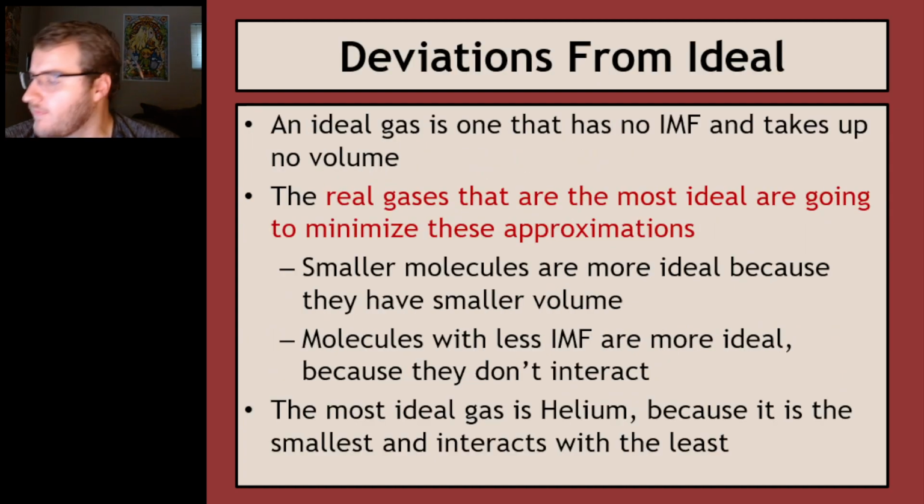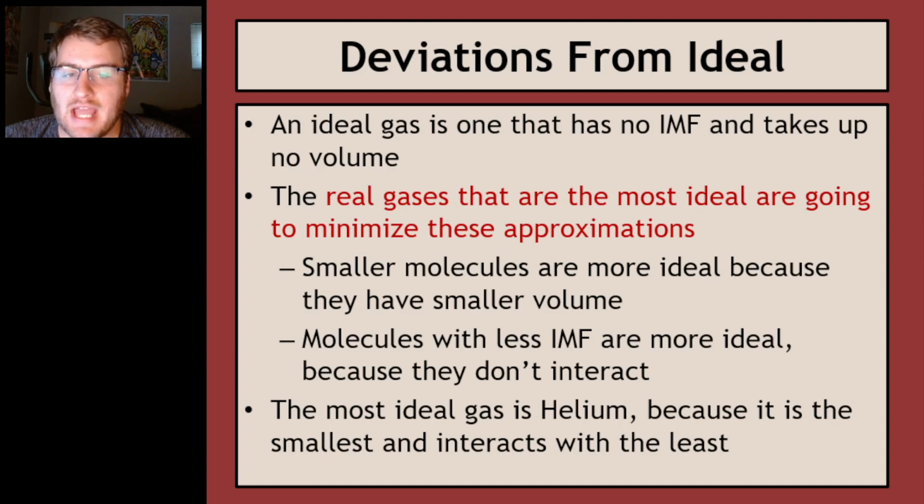Okay, so an ideal gas, as we said, is one that has no intermolecular forces and takes up no volume. Nothing in real life is exactly this. The real gases that are the most ideal, though, are going to be the ones that minimize these approximations. Small molecules are pretty ideal because they have a smaller volume. So the smaller something is, the more ideal it is. Because of this, helium is actually super ideal because it's really, really tiny. Molecules with less intermolecular forces are also more ideal because they don't interact with each other as much.